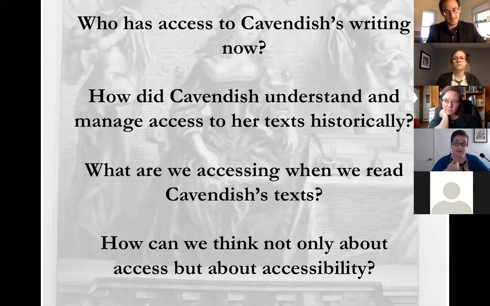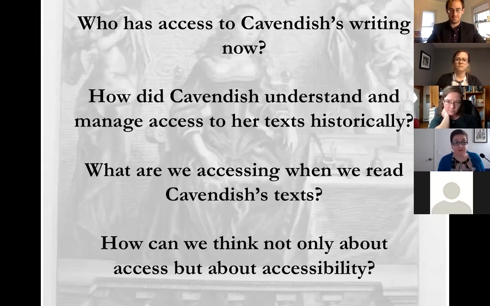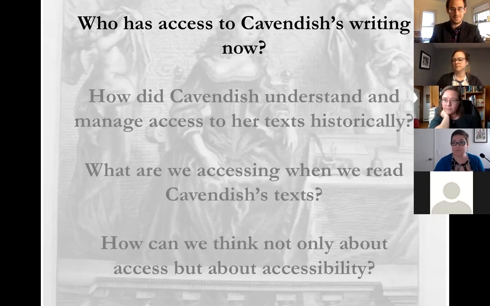1, who has access to Cavendish's writing now? 2, how did Cavendish understand and manage access to her text historically? 3, what are we accessing when we read Cavendish's text today? And 4, how can we think not only about access, but also about accessibility? So let's start with this first one.